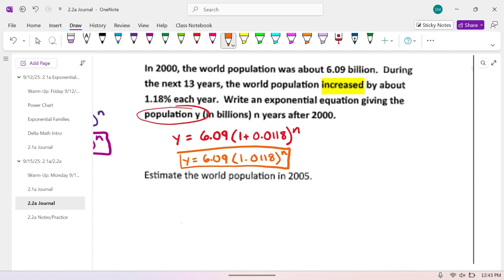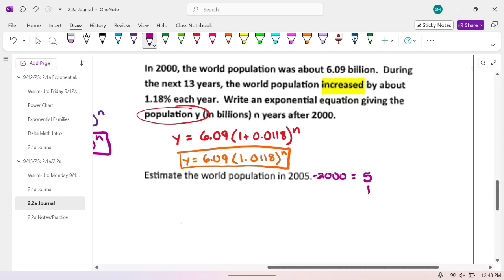What would your n value be? 5. Why is it 5? Right. It says that this is our population in 2000, and every year after 2000 is what this increase is coming from. So, since 2005 is 5 years after 2000, you could have just subtracted 2000 from 2005, got 5 years. This is what you plug in for n. All right, so sometimes you will get thrown a problem like that where they started this year, what's it during this year? And you have to figure out how many years actually passed.